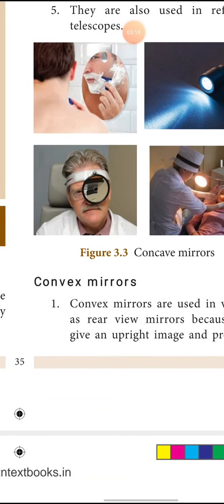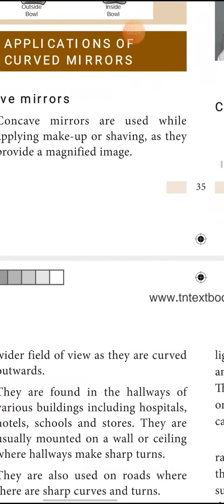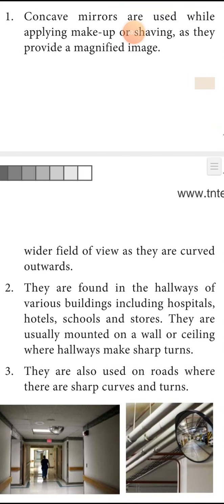Uses of the convex mirror. The convex mirror is used as a side view mirror or rear view mirror in vehicles because it gives an upright image and provides a wider field of view as it is curved outwards. You can see very long distance objects, and distant vehicles coming from behind us through our side view mirror. So it covers a large area.